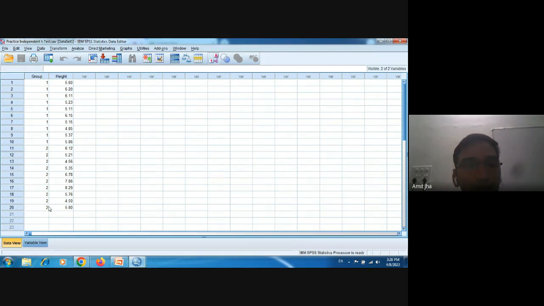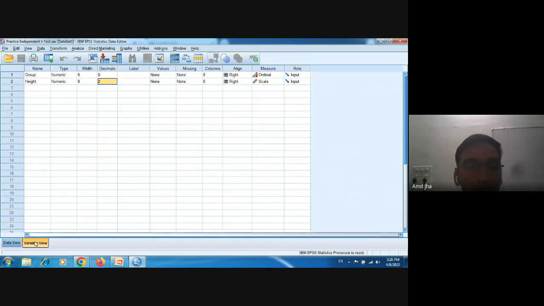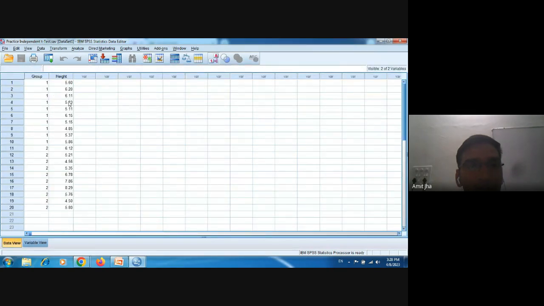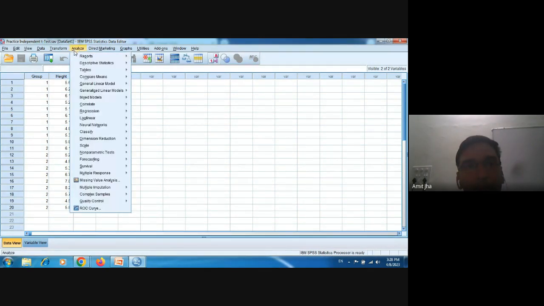So here, we have a group and height. Going back to variable view, we have entered group and height. Then if you go to data view, we have the data with us. Now look in the upper section, we find analyze is there. So we will click it.